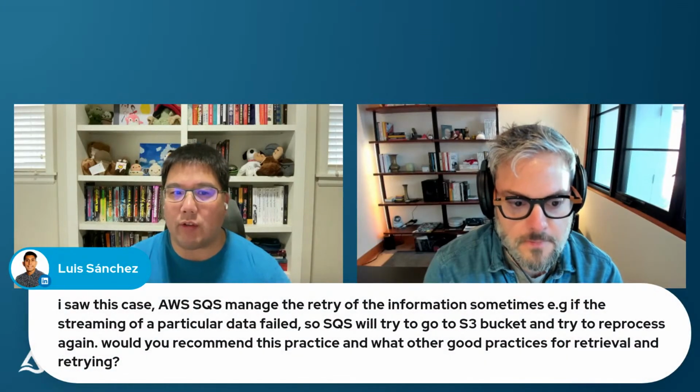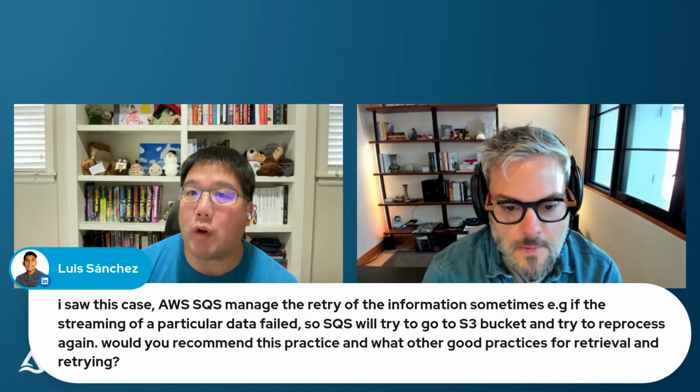Okay, let's go to the next question, since we've got about 10-15 minutes left. Louis has asked a great question. He saw a case where AWS SQS is trying to manage the retry of information and sometimes would fail, so SQS would try to go to the S3 bucket and reprocess again. Would you recommend this practice, and what other good practices would you suggest for retrying? There's a little bit of a call out to Autoloader here, but without referencing the Databricks Autoloader in this case. Let's dive into that specific question.